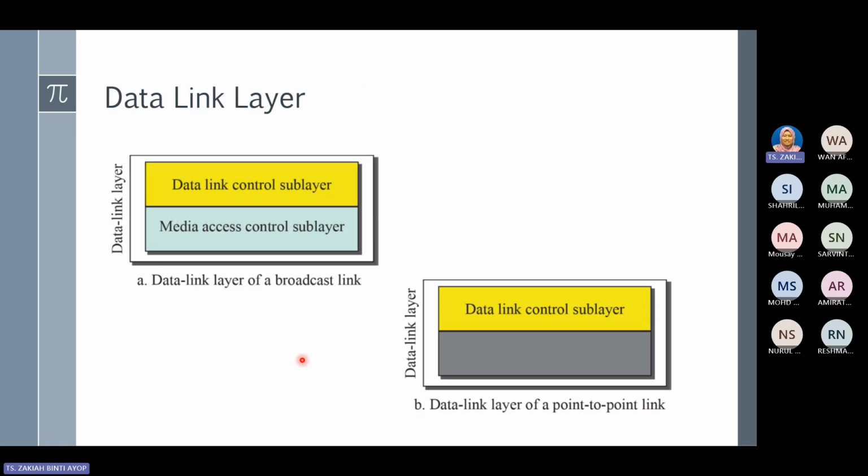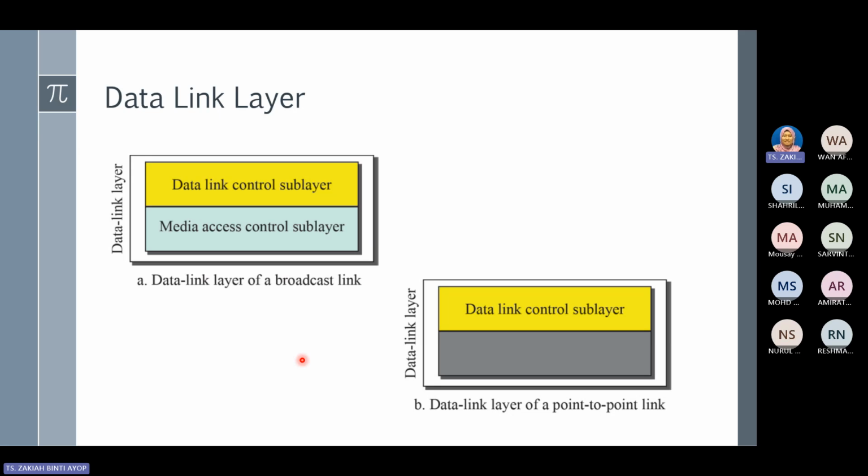So in the data link layer, what is the purpose of the data link layer? The data link layer is a layer in between the physical and network layers. It provides services to the network layer, and also receives services from the layer below, which is the physical layer. The scope of the data link layer is that it is responsible for node-to-node delivery.